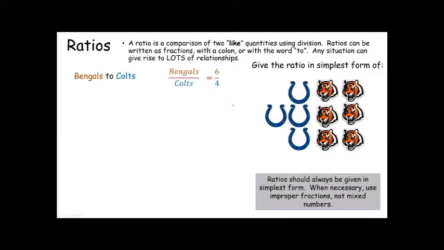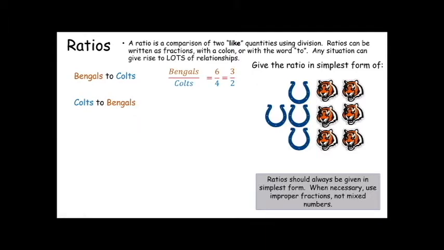Now, it is important to make a note that a ratio should always be given in simplest form. When necessary, we use improper fractions and not mixed numbers. So if I wanted to have the ratio 6 to 4 in simplest form, that would of course be 3 halves. Now, if you're having trouble simplifying 6/4 to 3 halves, I will show you a method you can use that might make that a little easier for you. If you're having trouble with a fraction that's this small, probably you're going to want to go back and watch one of our videos on simplifying fractions before continuing this video.